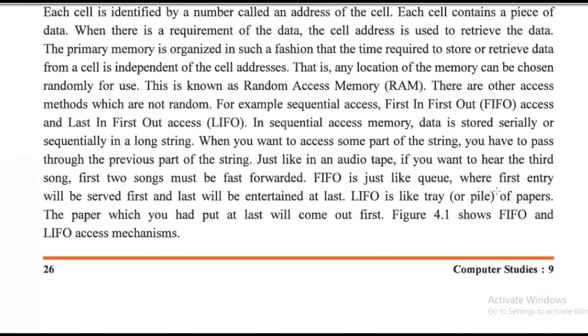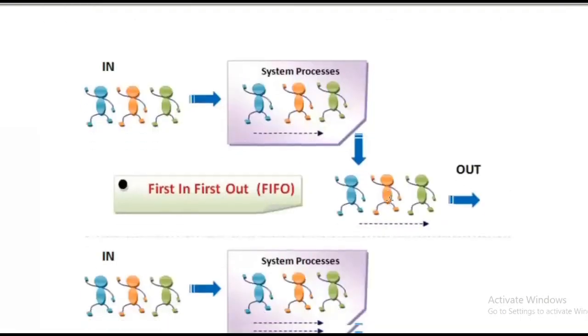FIFO is just like a queue. First in, first out means whatever request you have sent first will be on top and the last request will be on the bottom. It is like a queue where the first entry will be served first and the last will be entertained last. In LIFO, that is last in, first out, it is like when you are putting papers one above another. The last that you put will be on top. So the last request will be processed first, LIFO.